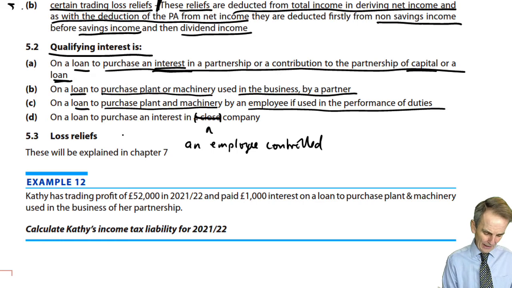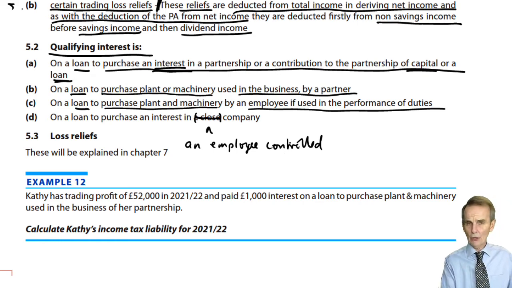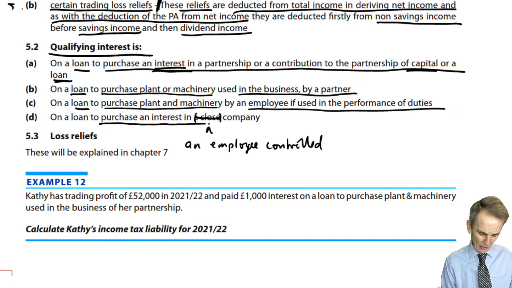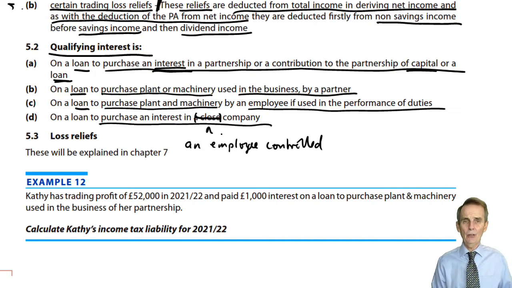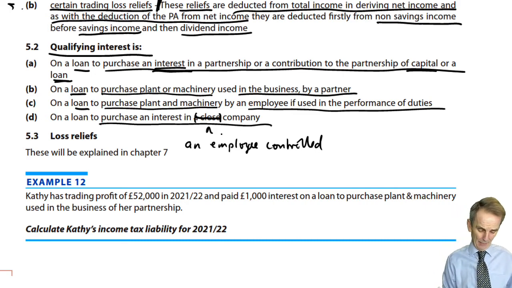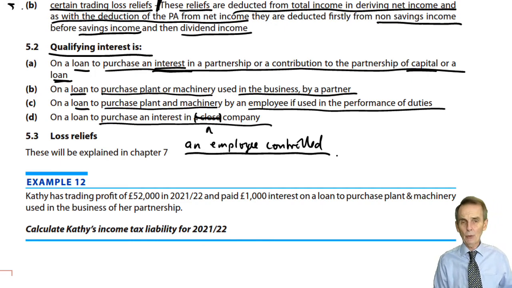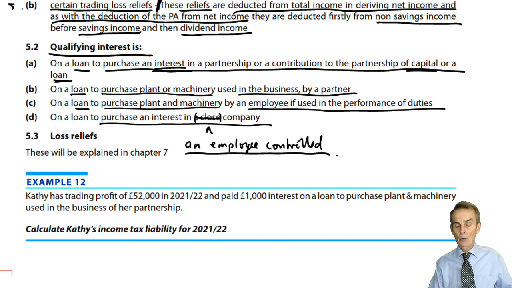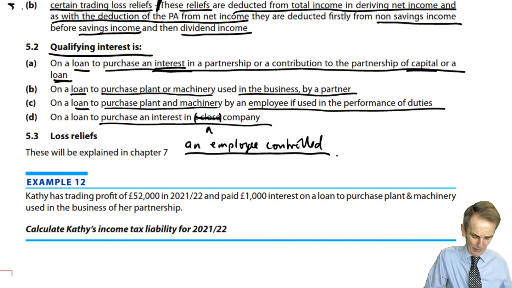On a loan, finally, to purchase an interest in, your version that you're looking at may be the updated version. The old version just said a close company. Now that still exists, but it's in Advanced Tax, not in the Tax UK syllabus. What is now in our Tax UK syllabus is an employee-controlled company. What a close company is, what an employee-controlled company is, we do not need to know.